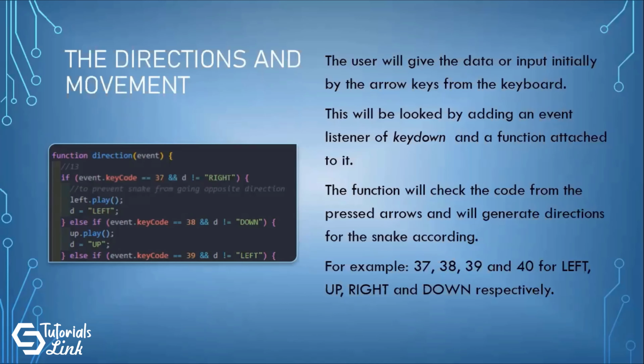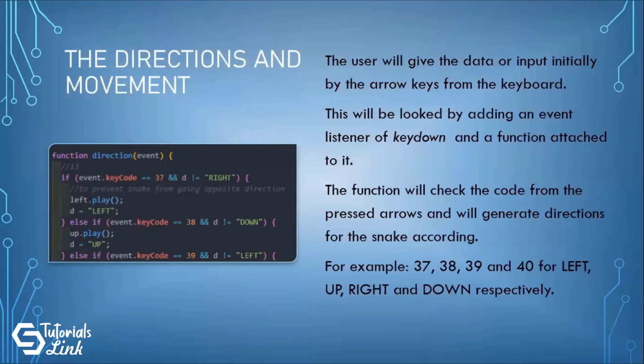As simple as that. The function will check the code of the pressed arrow and will generate a direction for the snake accordingly. So how will this occur? For example, 37, 38, 39, and 40 are the codes for left, up, right, and down respectively. I hope this is clear that when we press an arrow, the computer generates a key code for every arrow, so we are going to access those key codes for our movement.